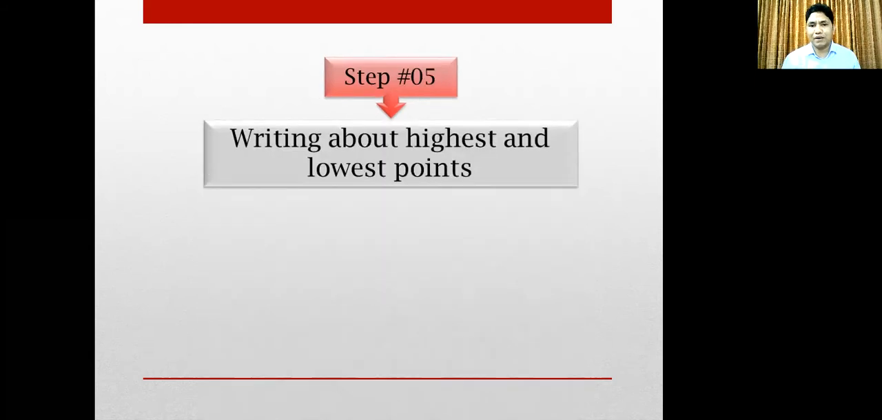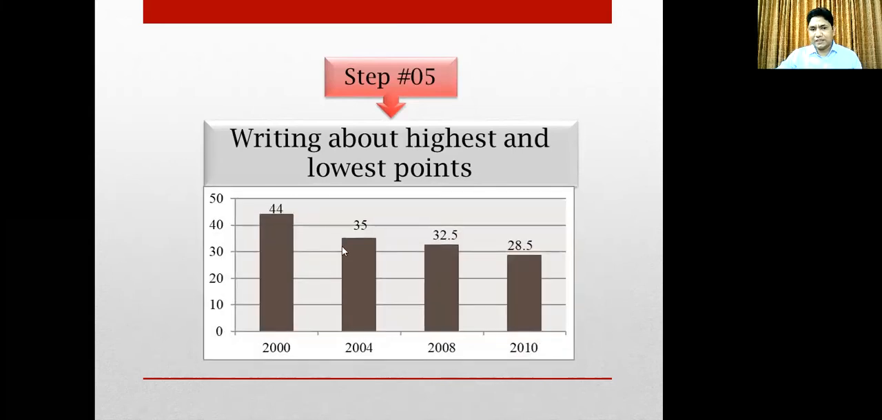In step 5, writing about the highest and lowest point. In step 5, you have to write about the highest point and lowest points. Okay, have a look. So this is your question paper. This is your question based on graph chart. So from this graphical display, you can very easily say which one is the highest point and which one is the lowest point. Okay, so you see, this one is highest, and this one is lowest. So from the graph or from the chart, you can very easily say which one is the highest point and which one is the lowest point.